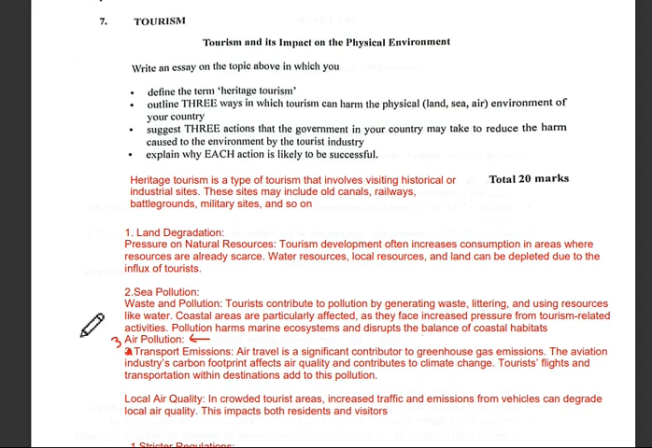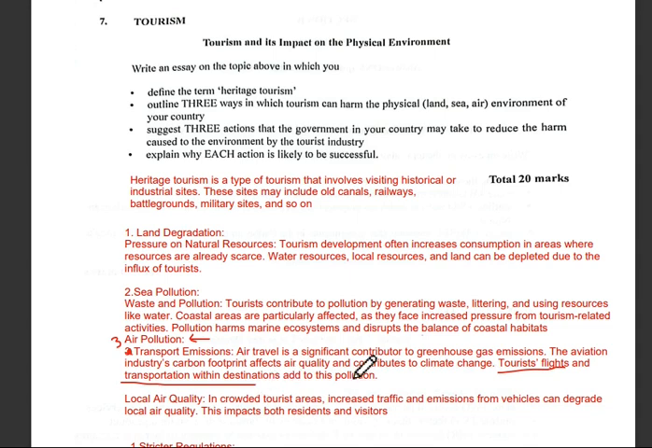How can tourists affect the physical land, sea, and air environment of your country? We have tourists coming into our country. How can they affect land, sea, and air? As I mentioned already, guys, tourist flights and transportation within the destination add to pollution. So this could be a main point, guys.